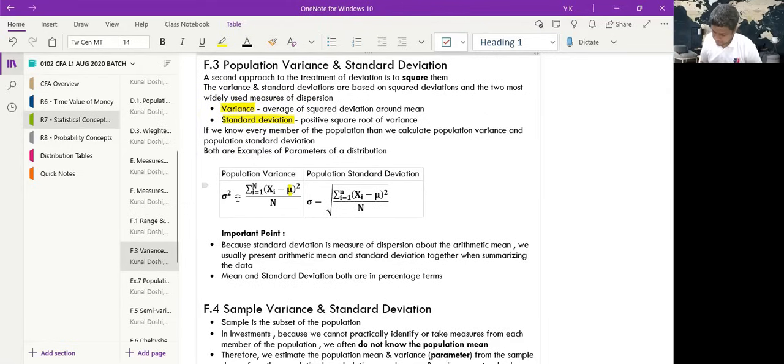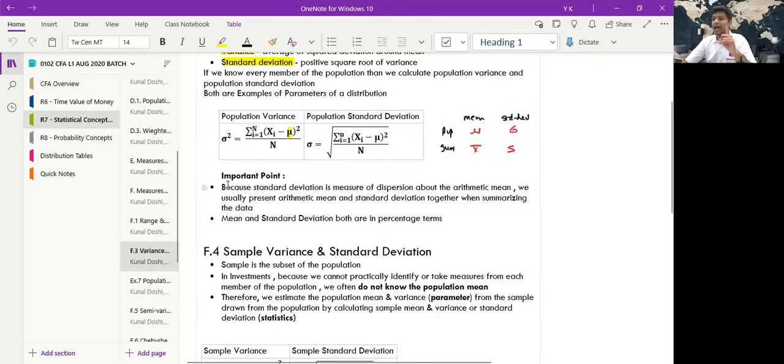So, mean and standard deviation for population and for sample. For population, we refer to the mean as mu. For sample, we refer to it as X bar. In terms of standard deviation, population is referred to as sigma and sample standard deviation is referred to as S. Okay. That's the change in the terminology, nothing big.